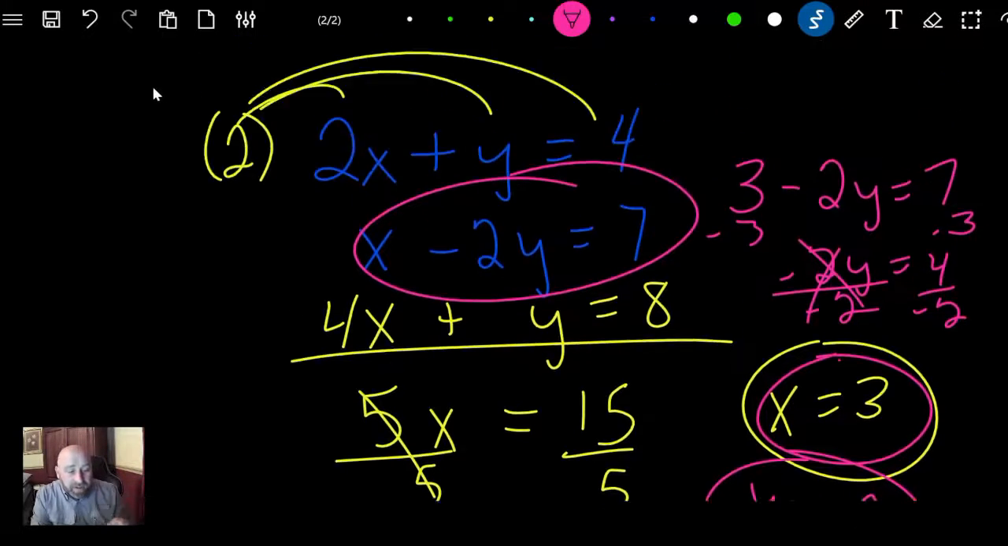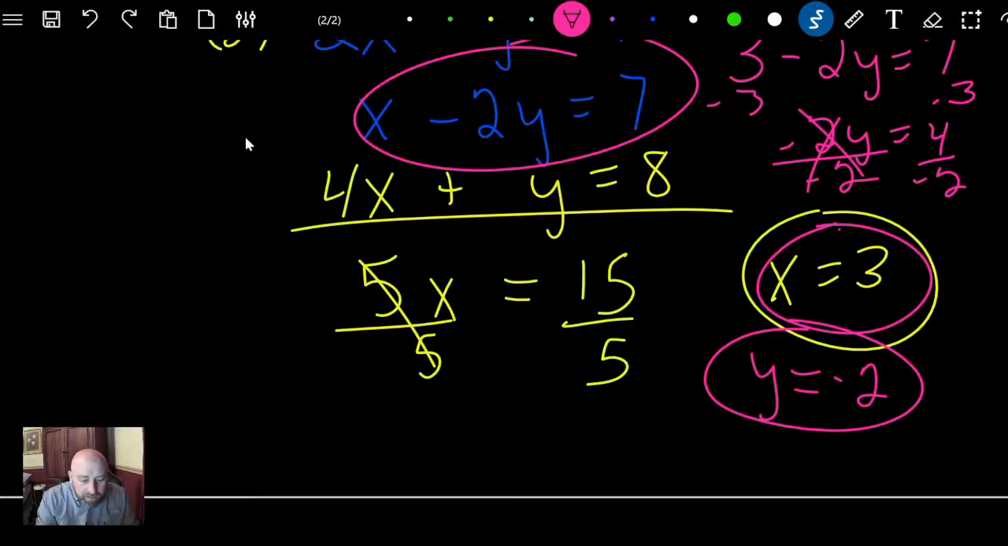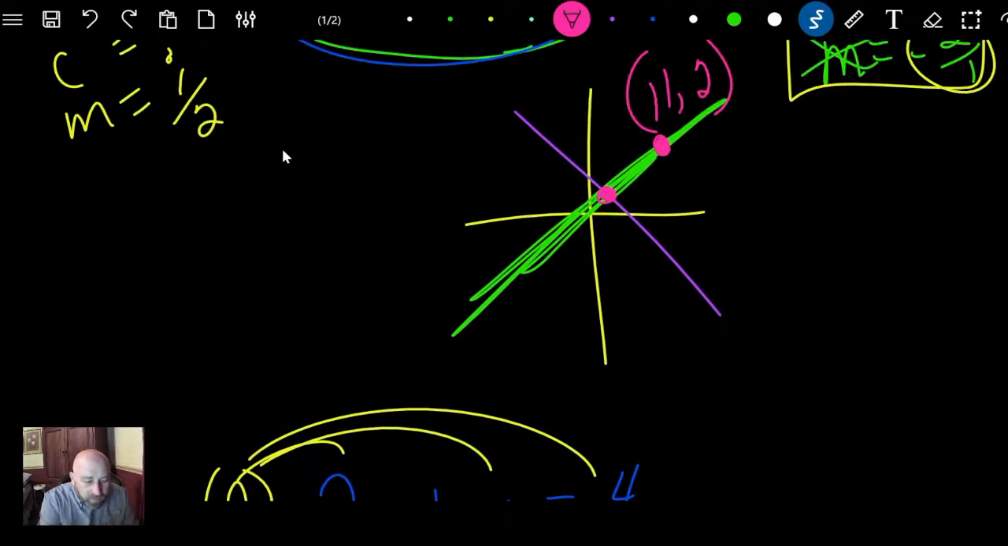What did I just find? I found this point right here. So what is that point? That point is 3, negative 2. So 3, comma, negative 2. Now, I did mine, remember, I was just slapping it down, it's not to scale. It's not right. 3, negative 2 is actually going to be down here somewhere.